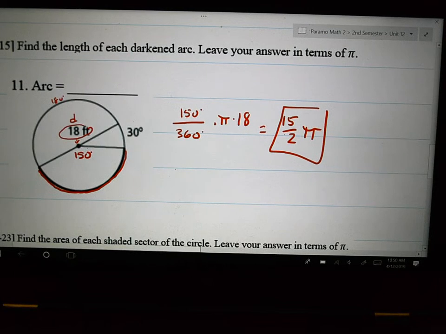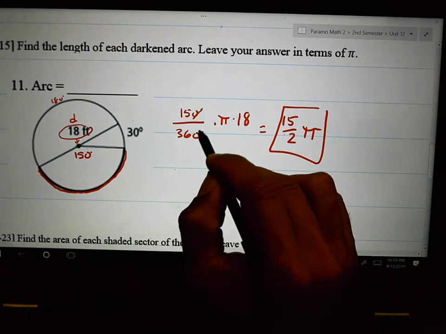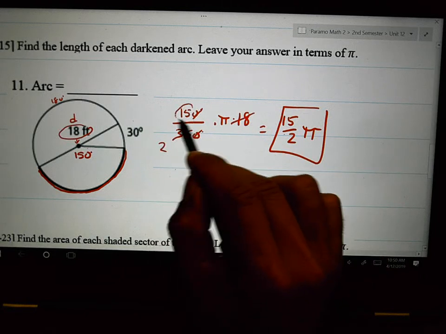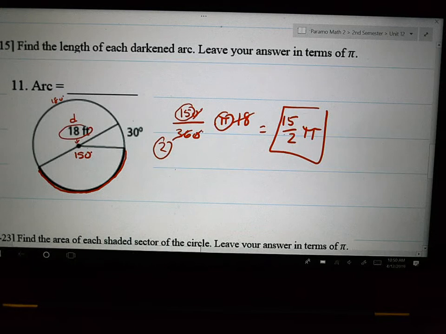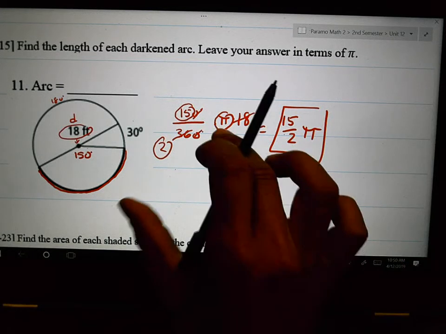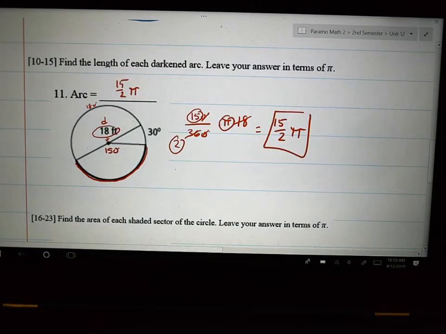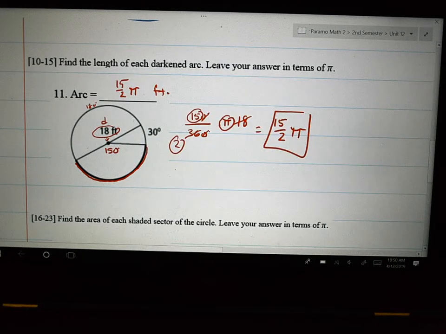And if you don't have a calculator, here's what I do. I go, okay, let's see. Divide by 10, divide by 10. 18 goes into 36 two times. 15 over 2 pi. Sometimes you can do it by hand pretty quickly. So that's my answer, 15 over 2 pi. And that's a distance. Technically, that's in feet.